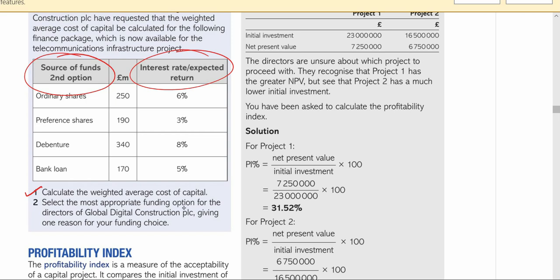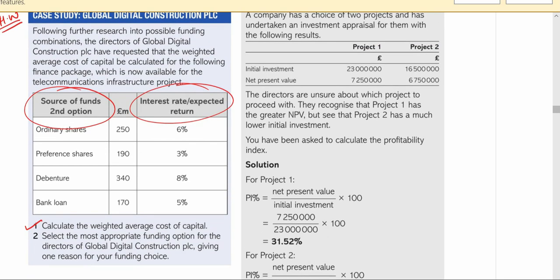Select the most appropriate funding option for the director of Global Digital Corporation, giving one reason for your funding choice. So which funding choice is most appropriate? You have to discuss. For answer number two, obtaining a bank loan is a good one because we will be charged only 5%, and preference shares we will issue at only 3%.